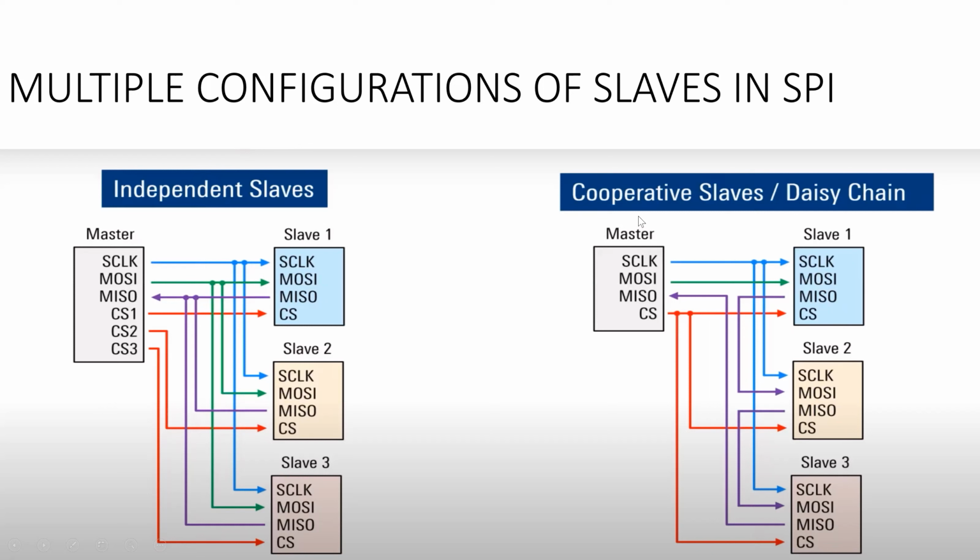Coming to cooperative slaves, we have three individual slaves, but the connection between them and the master is completely different.